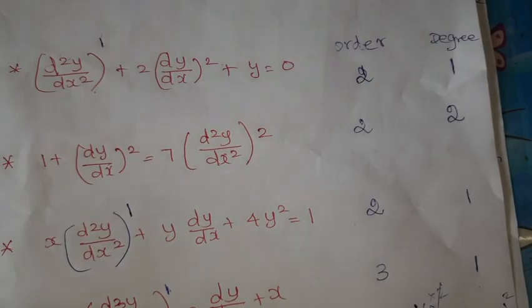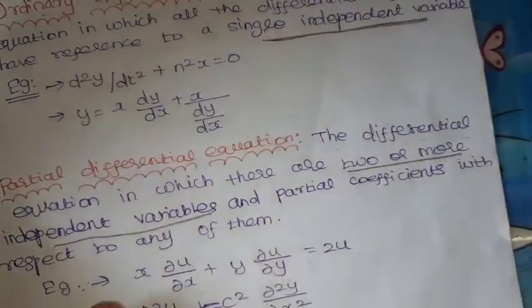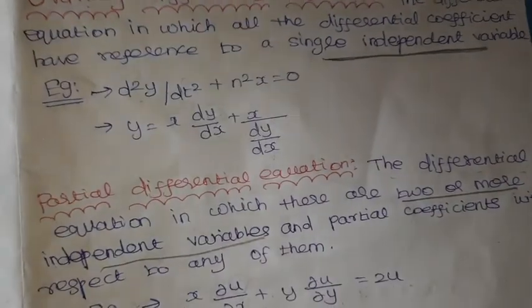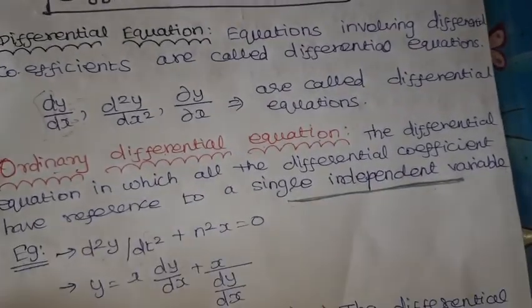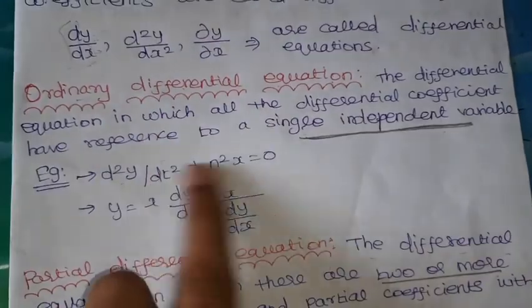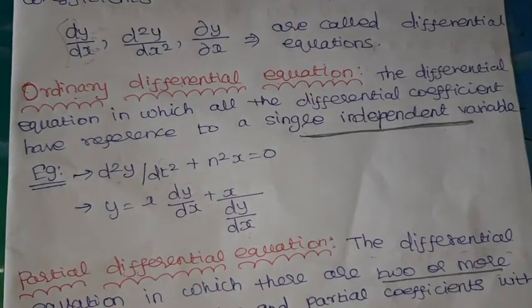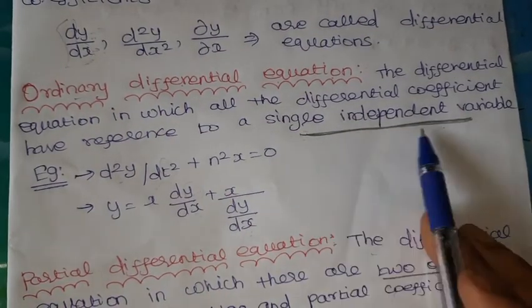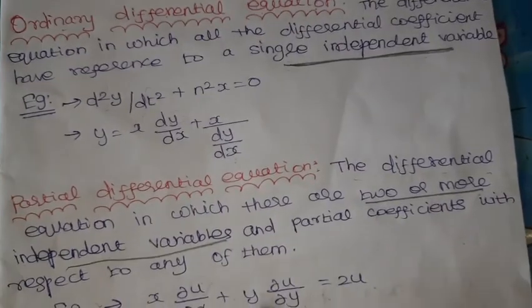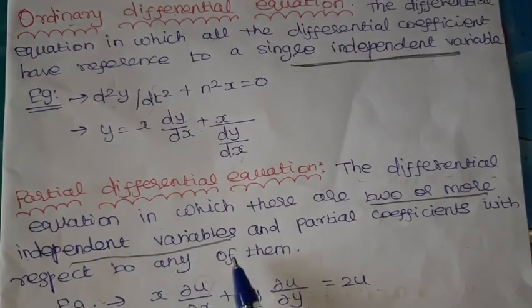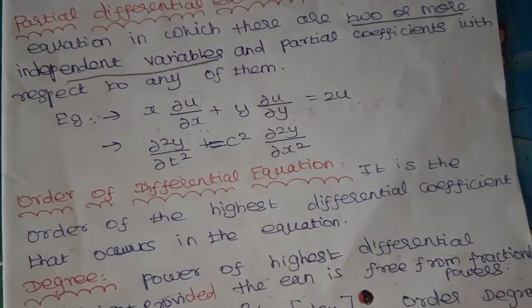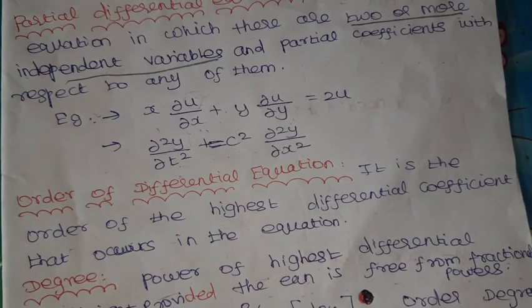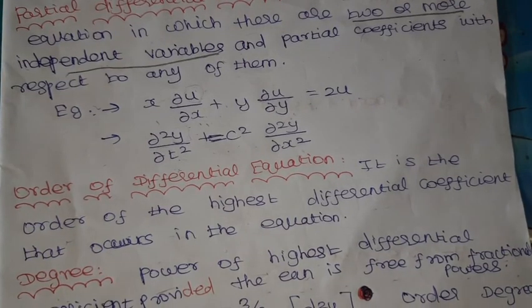So this is the way to find out the order and degree. In this video we have seen what a differential equation is first, and what the dependent and independent variables are. Then the types of differential equations: ordinary differential equation and partial differential equation. An ordinary one depends on a single independent variable, while a partial one depends on two or more independent variables. Then we have seen how to find out the order and degree of differential equations.